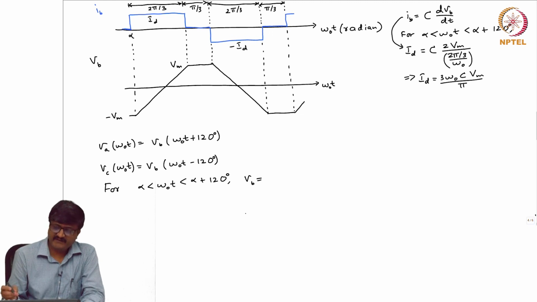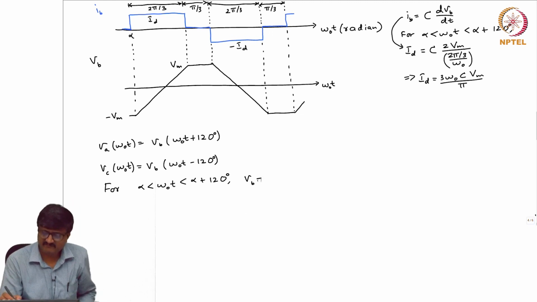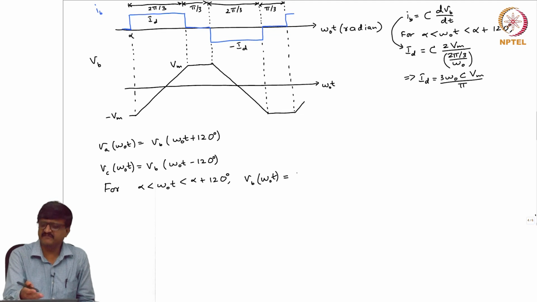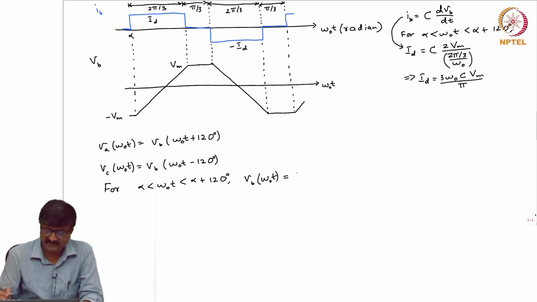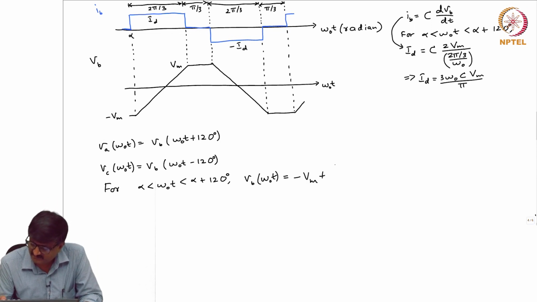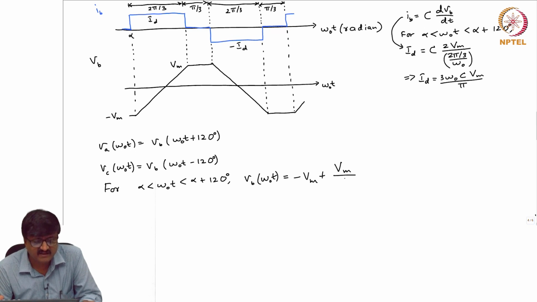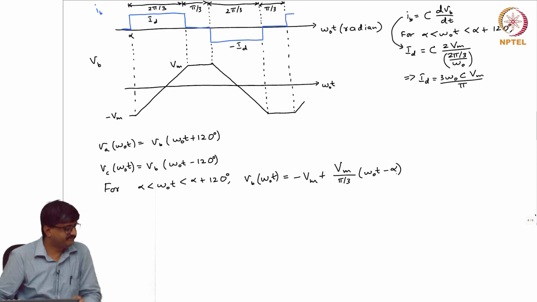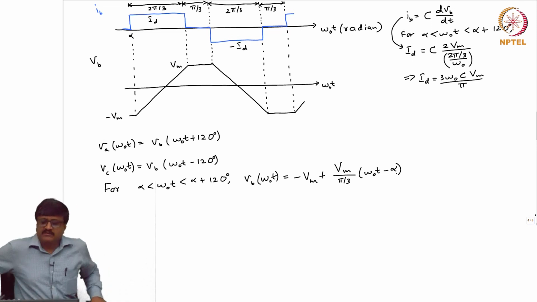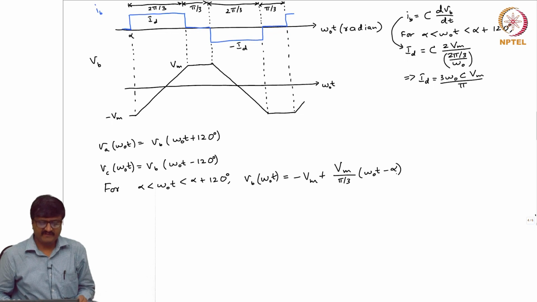See, I want it as a function of omega ot, that's all. We need not write it in terms of ID, it's easy to write it in terms of Vm. So let us write it in terms of Vm. Minus Vm plus Vm by pi by 3 into omega t minus alpha, that's all. That's the equation of the straight line. So we know the expression for VB.